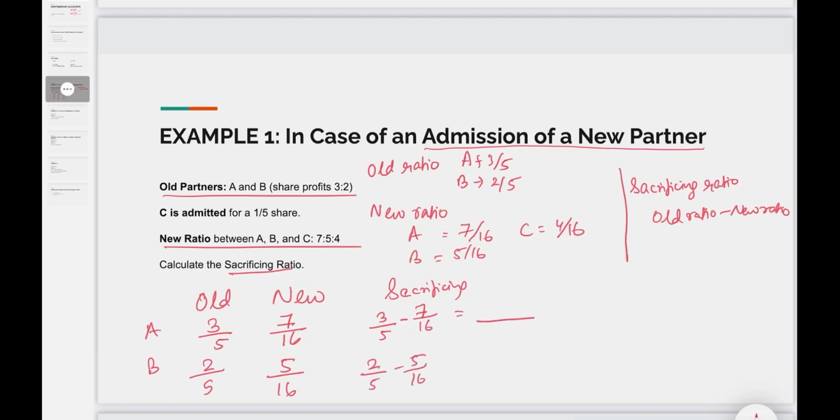If we take the LCM of 5 and 16, it is 80. Now, this is 16 into 3 minus 7 into 5. If we solve this, we will get 13 by 80, and over here if we solve this, we get 7 by 80. That means the sacrificing ratio between A and B is nothing but 13 is to 7.